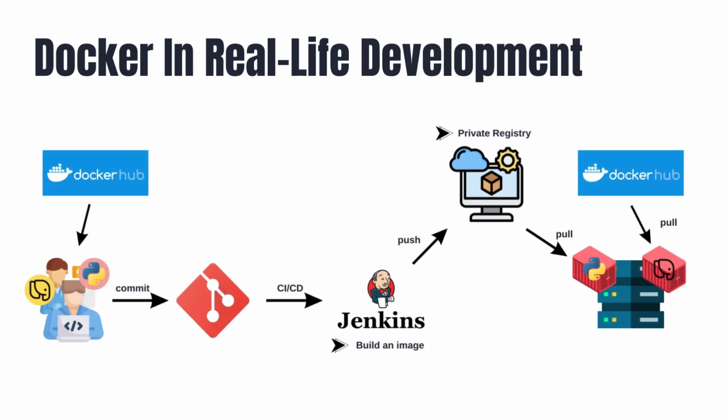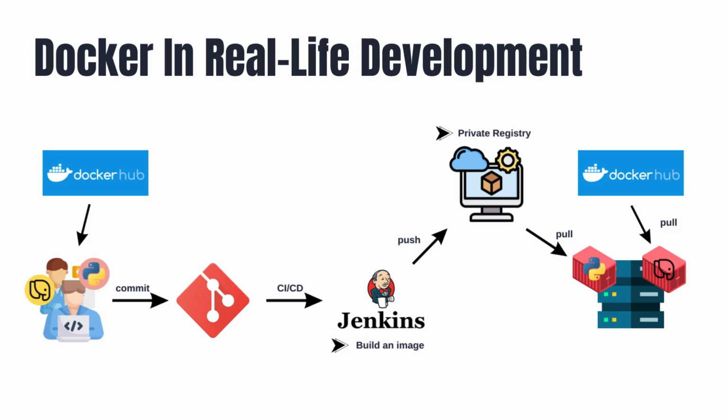So what is the role of Docker in real life development? Let's say a team is developing an application using PostgreSQL. Then they can use Docker Hub to pull an image of PostgreSQL to their local machine. Once they finish the code, they can commit the code to Git, and then it will trigger the CI/CD pipeline. The CI/CD pipeline is gonna build an image, and then it's gonna push that to a private registry. Usually, companies don't push the image directly to Docker Hub. They will have a private Docker registry to maintain that.